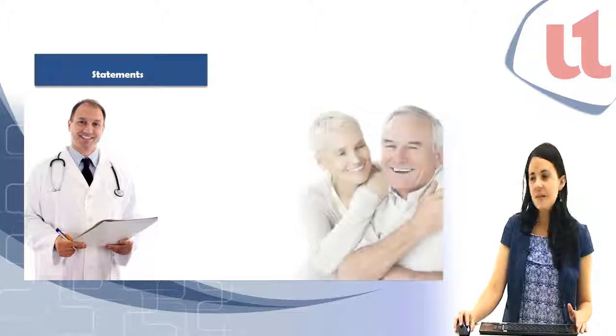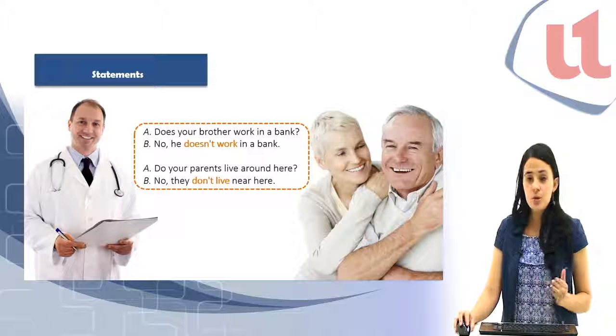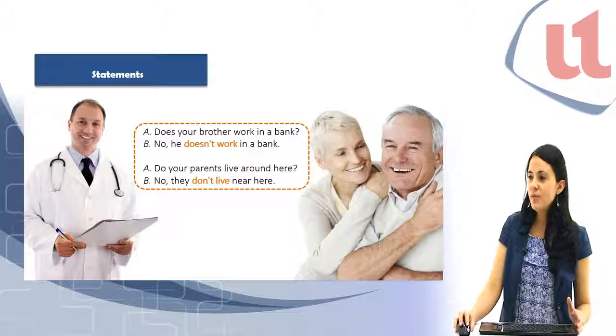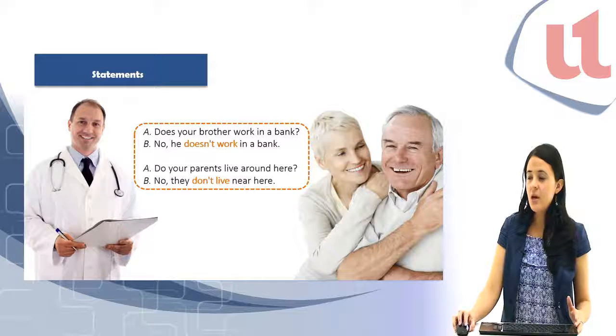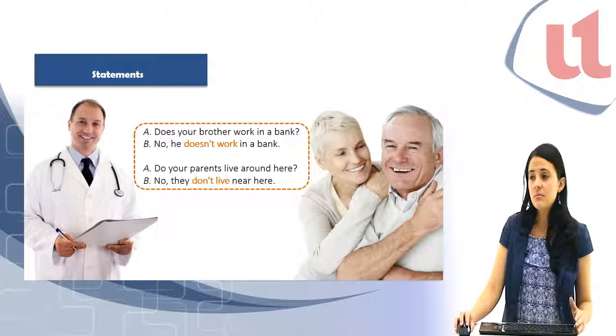In negative statements, we use a subject, noun or pronoun, plus don't or doesn't, plus verb. En oraciones negativas, usamos un sujeto, más don't or doesn't, y el verbo.